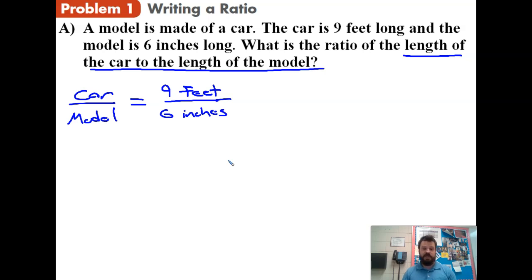They're in different units. Anytime you have different units, you want to convert them to the same unit. So I could go either feet to inches or inches to feet. Just to avoid fractions, since 6 inches isn't a whole foot, I'm going to go from feet to inches. So we're going to multiply my 9 feet by 12 to give me 108 inches over 6 inches.